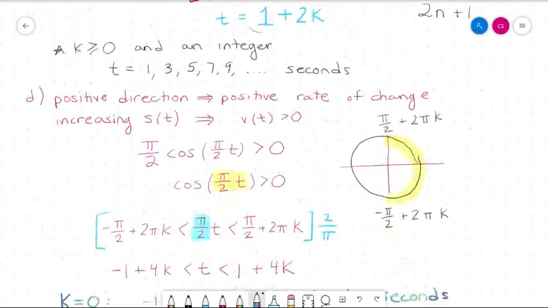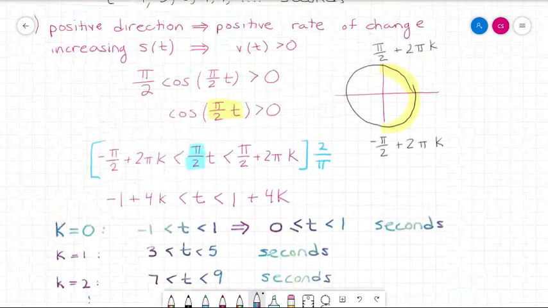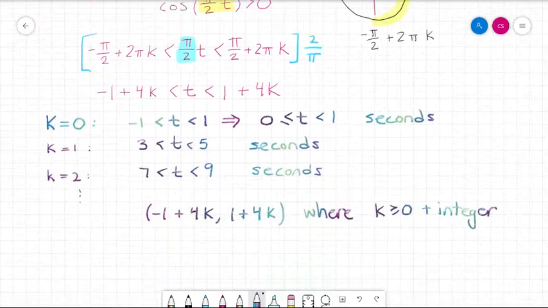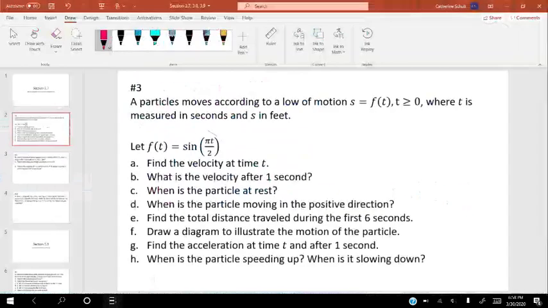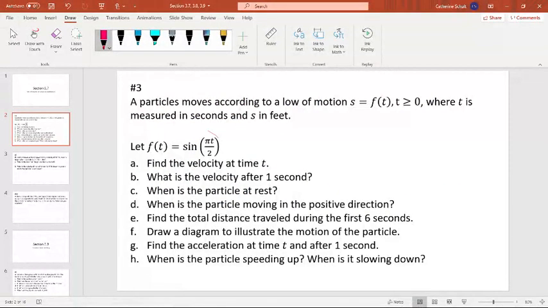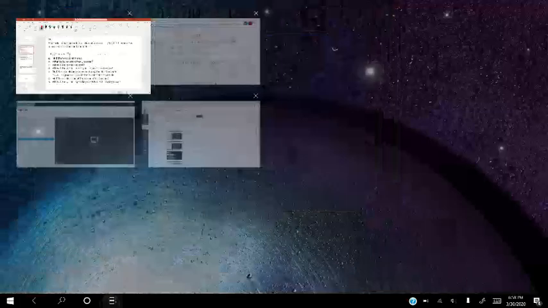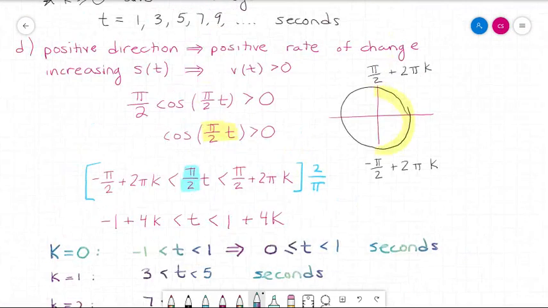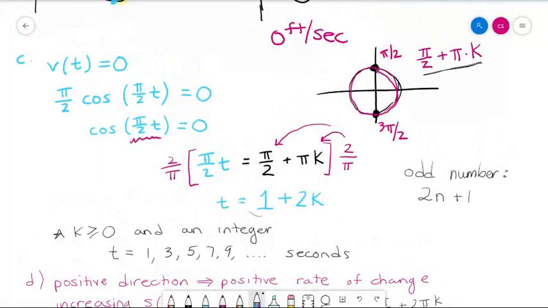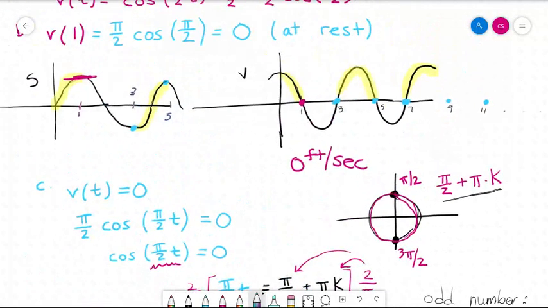Let's see what's next. We're on part E. Find the total distance traveled during the first 6 seconds. Okay, this one is interesting. So let's go up. Total distance traveled, that sounds like a position function to me, okay?